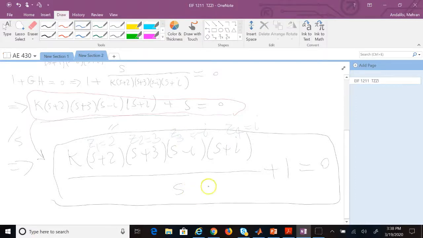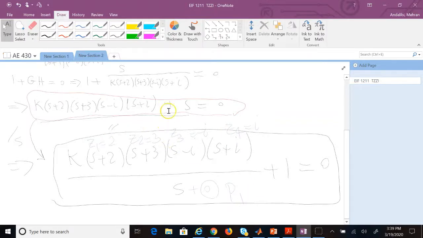And what is p? There is 0 here, so this guy is p1. What does it mean about the location? It means that the zeros are at -2, -3, the roots of this, negative i and positive i, and the pole is at 0.